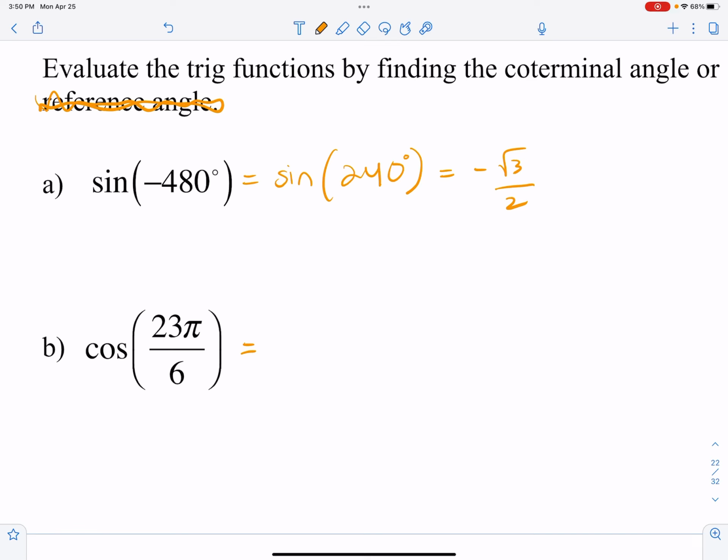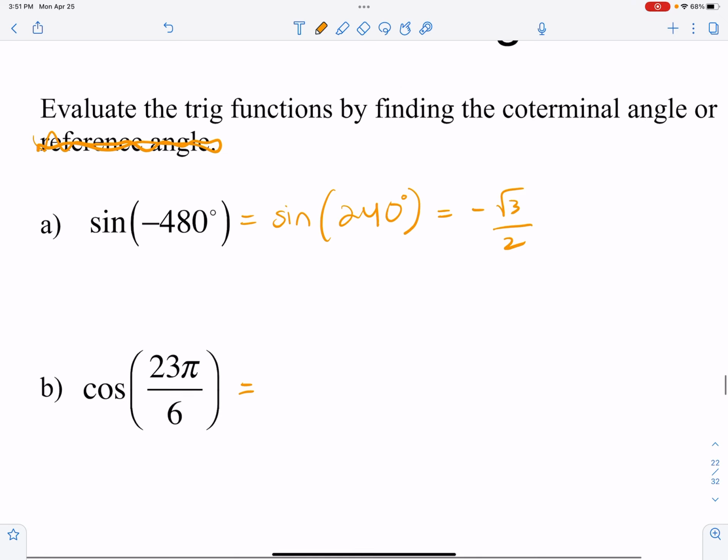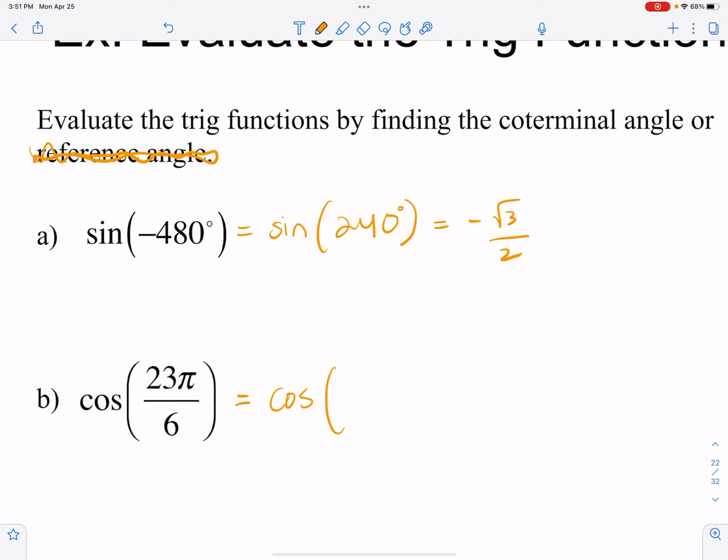For 23 pi over 6, we can subtract 2 pi, and we get 11 pi over 6. So cosine of 11 pi over 6. 11 pi over 6 is an angle on the unit circle, and the cosine would be positive root 3 over 2.